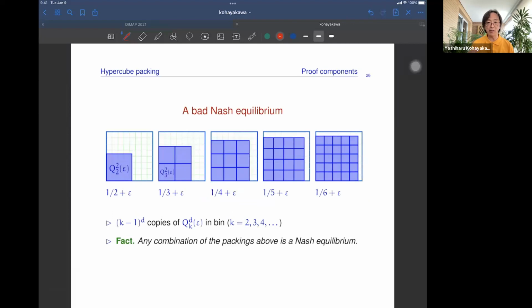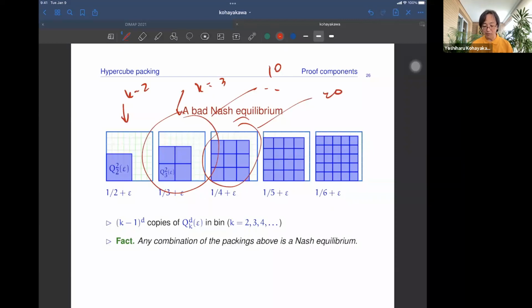So let me start with the Nash equilibrium. Okay, so you take this homogeneous packing. But in this homogeneous packing, I have only one of these guys with k equals 2, right? One for k equals 3, and so on. But I could do the following: I could increase the number of any of them. So I could have not one of this, but I could have 10 of this. Here I have one, but I could have 20 of this packing of Q3, right? So what am I saying? I'm saying this thing here.